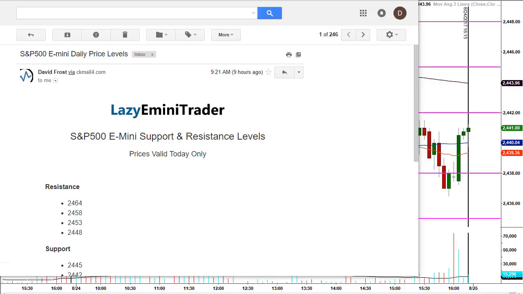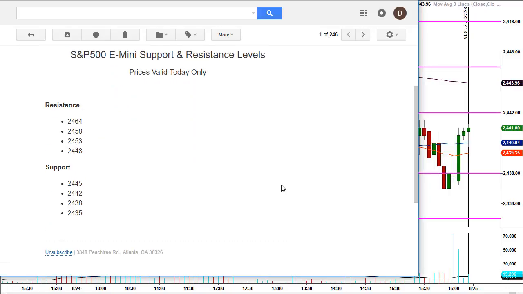As you'll see, this morning it arrived at 9:21 a.m. And I listed out the support and resistance areas that you see on the screen, plus a few more that were not reached today. What did come into play today is the first resistance area at 2448, the 2445, 2442, 2438, and 2435 on the support side.